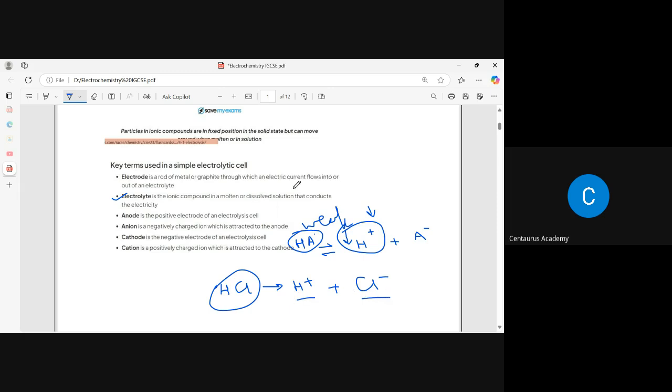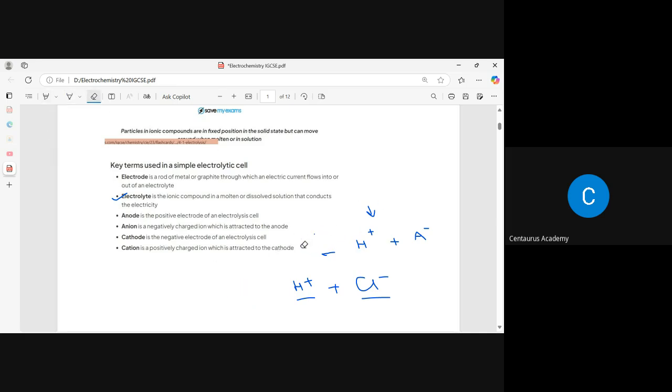If you look into a simple electrolytic cell, is this point clear? If anything is not clear so far, do let me know. Yes, Ayla and Ahmad, Ibrahim. Yes, miss, it's clear. No questions. Okay.